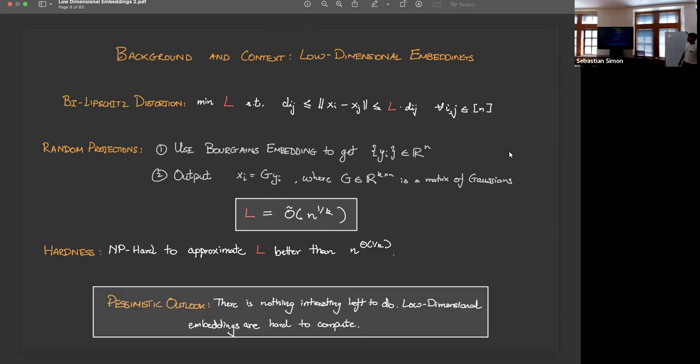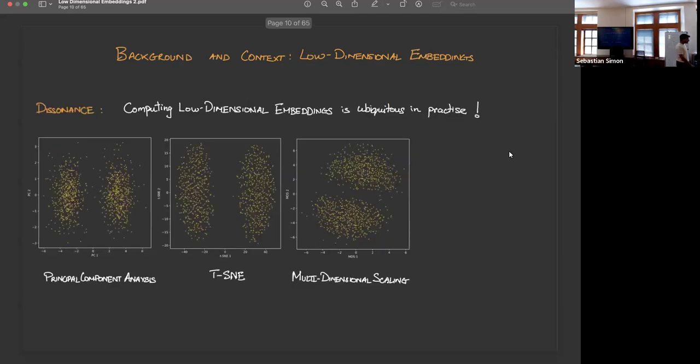So if you look at this, a pessimistic outlook that you might have is that there's nothing really left to do here, right? Low dimensional embeddings are hard to compute. If you do a random projection, it basically matches the NP-hardness. So let's just go home. But the story doesn't really end there. In fact, computing low dimensional embeddings is ubiquitous in practice. People do this all the time, every day, for applications ranging from scientific computing to data visualization, graph drawing, and even training neural networks.